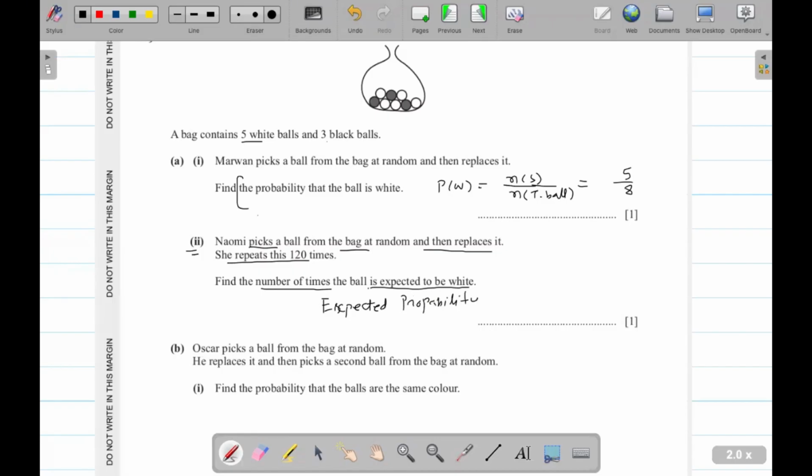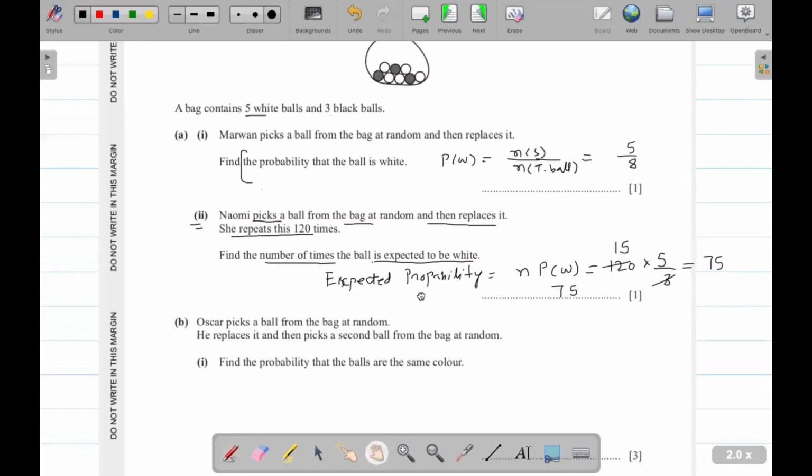This will be equal to n times the probability of a white ball. Here n is the number of times the event occurs. This is 120 times, therefore 120 into 5 over 8. 120 divided by 8, we get 15, and 15 times 5 is 75. Therefore, 75 times the ball will be white.